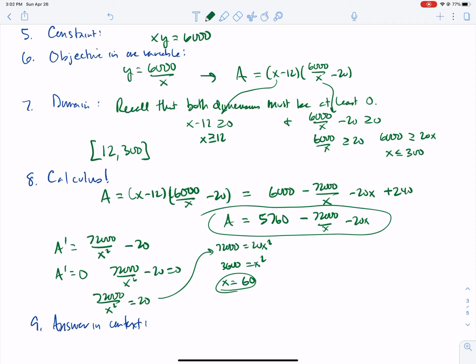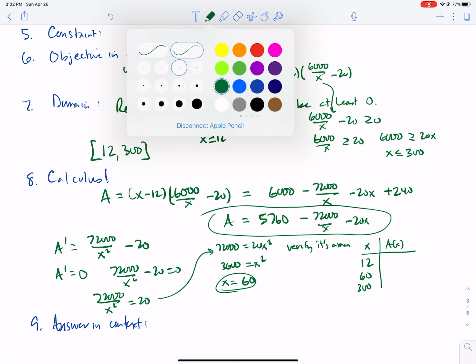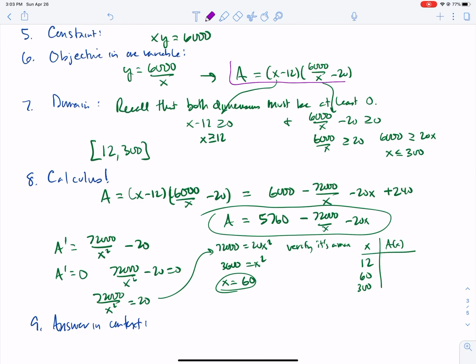Now I need to verify I've got a max. So I've got a function defined on a closed interval, so I can create my table where I look at the endpoints and my critical point. So I'm going to use this formulation for A in calculating my values.